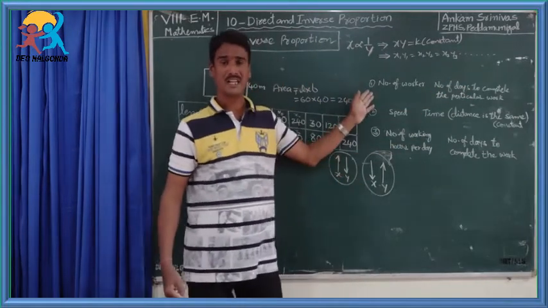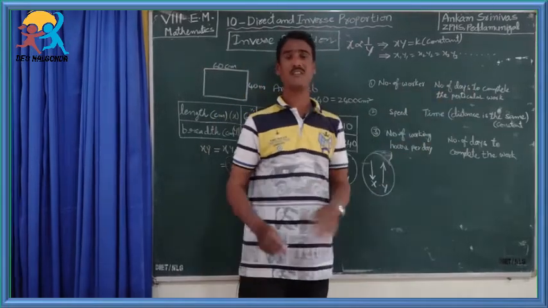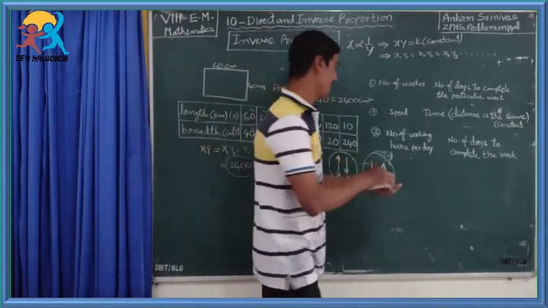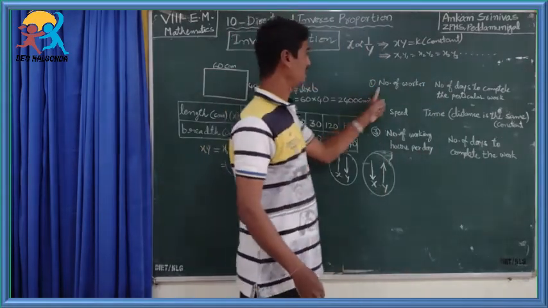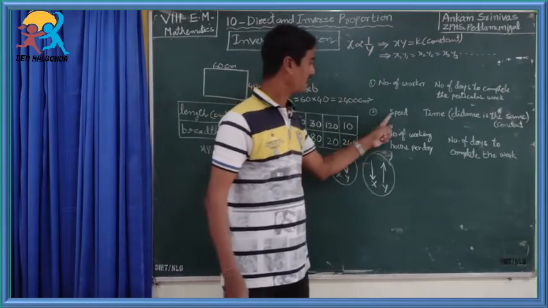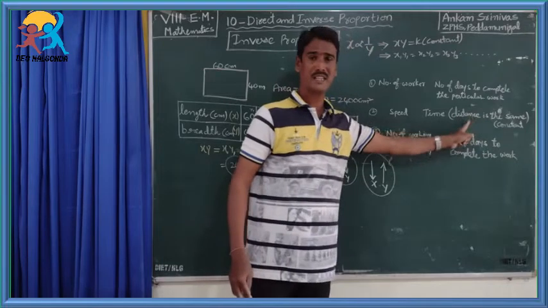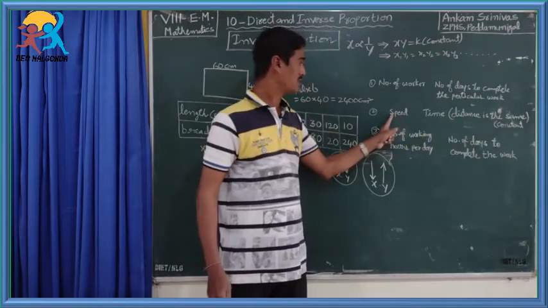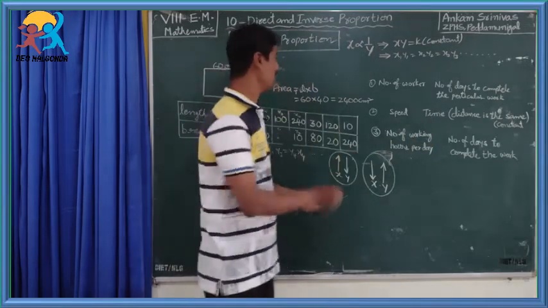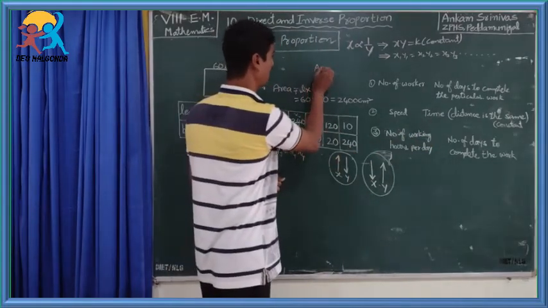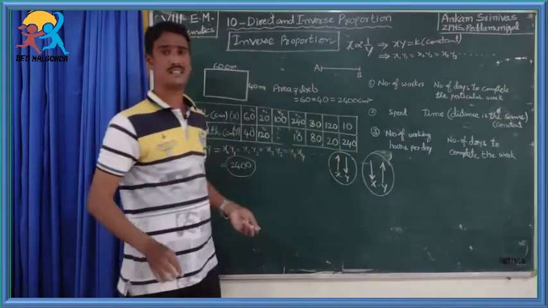If we decrease the number of workers to complete the work, then the number of days to complete the work will be increased. So clearly we can say that these two are inversely proportional. And speed and time: if the distance is the same, the distance is constant, then speed is inversely proportional to time. Suppose we have to reach from A to B. A to B is a constant distance.